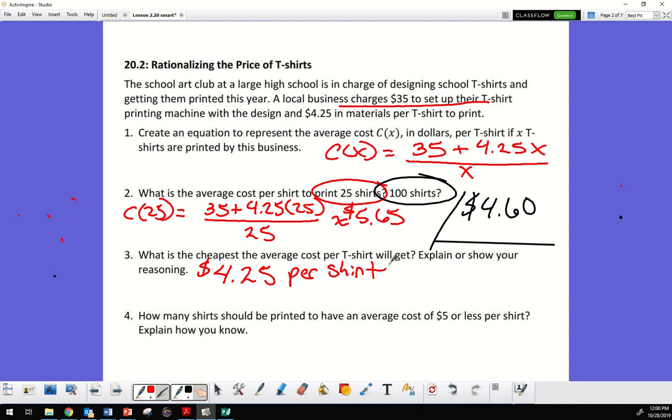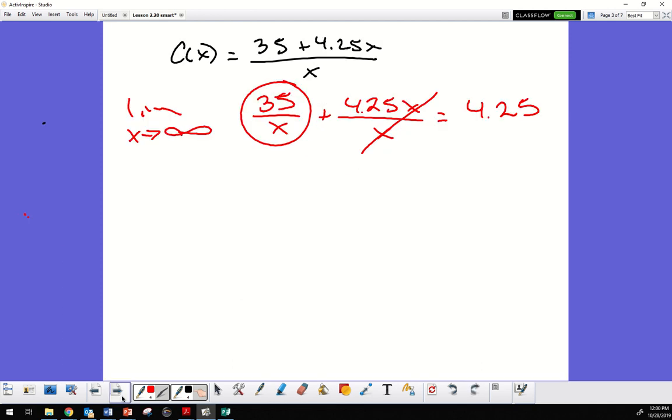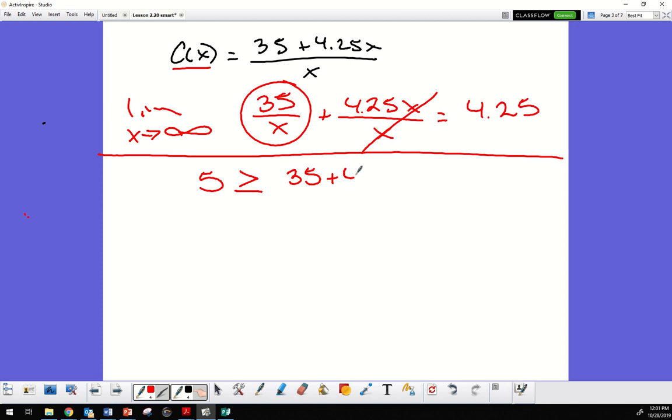How many shirts should be printed to have an average cost of $5 or less per shirt? All right. So I want my cost to be $5 or less. So the C of x cost is going to be 5, but I want it to be that or less. So alligator eats the bigger number. So 5 is going to be bigger than whatever my function is. Now my function, I just bring this down. 35 plus 4.25x over x.